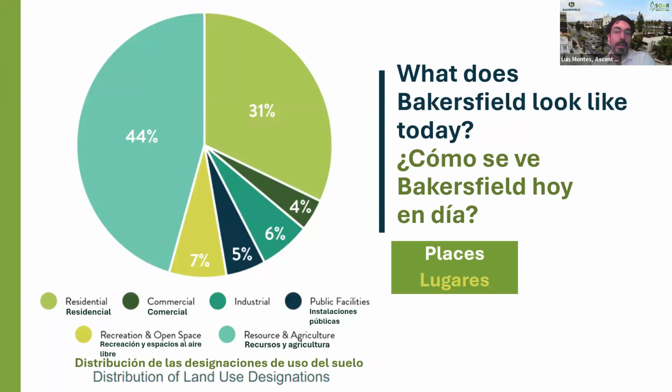When thinking about our built environment, it's important to understand the types of distribution of land uses in Bakersfield. Agricultural lands account for 44%, followed by residential areas at 31%. The remaining land uses are comprised of parks and open spaces, commercial buildings, public facilities, and industrial uses.